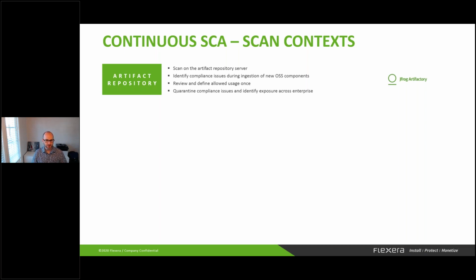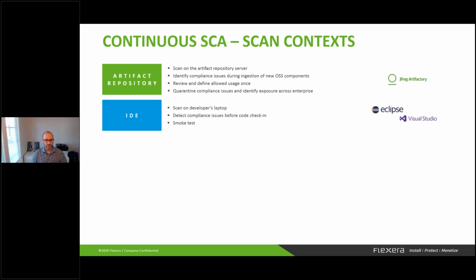Likewise, if there is an issue with a particular artifact later in time, you should have an understanding of where it's been used and what you can do about it. Okay. The next is IDEs.